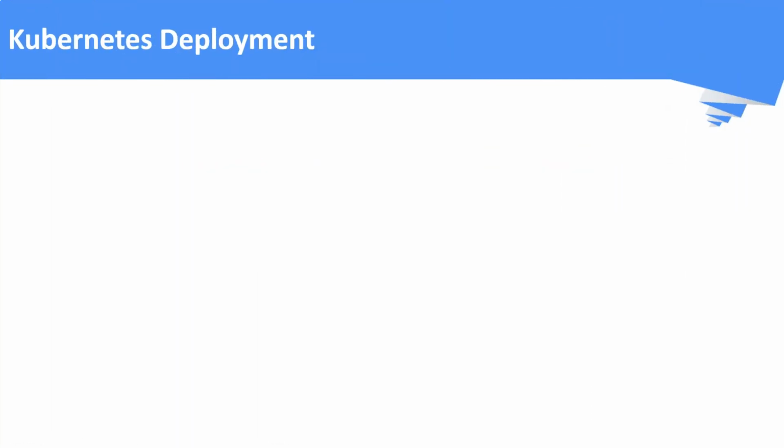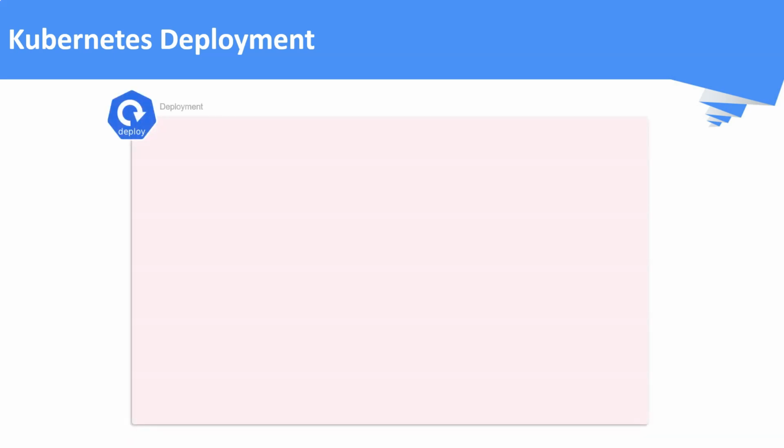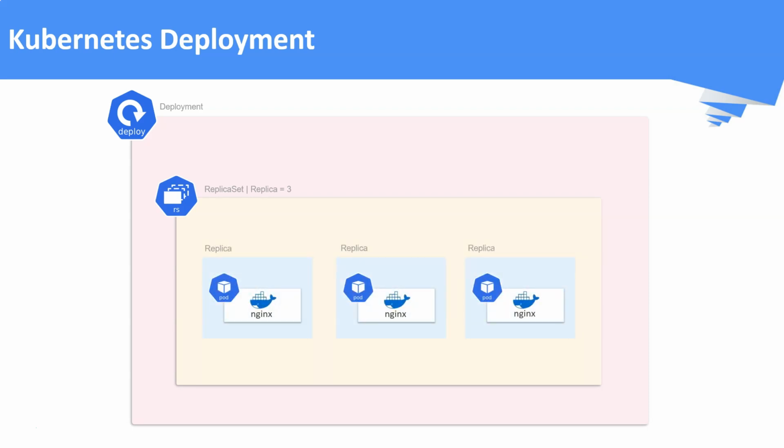Now, what is Kubernetes deployment? Kubernetes deployment is a higher level Kubernetes object that actually manages replica sets. These replica sets actually manage the pods or the replicas, and in turn, every pod runs your application.